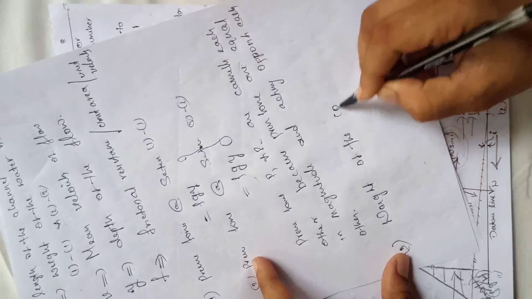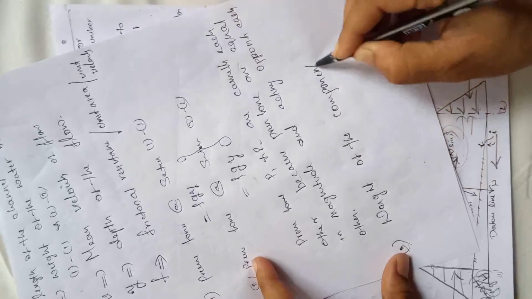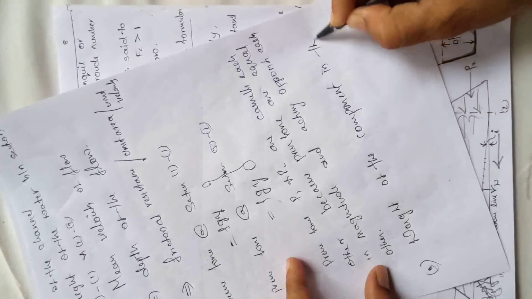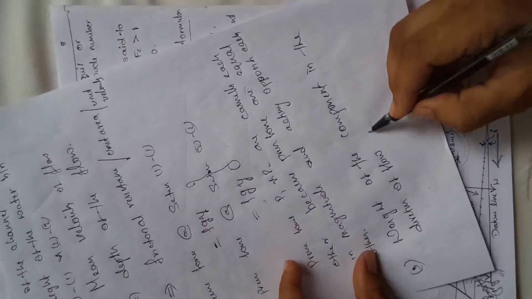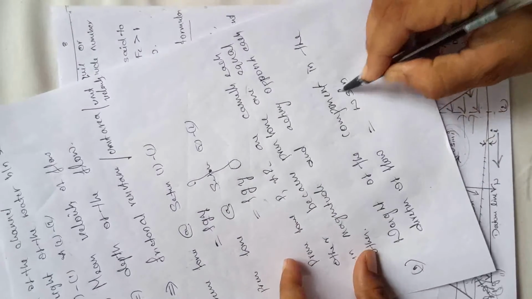The third force is the weight component in the direction of flow. The weight component in the direction of the flow is W sin i. W sin i is the weight component in the direction of the flow. W is the weight of the liquid, the weight of the water.